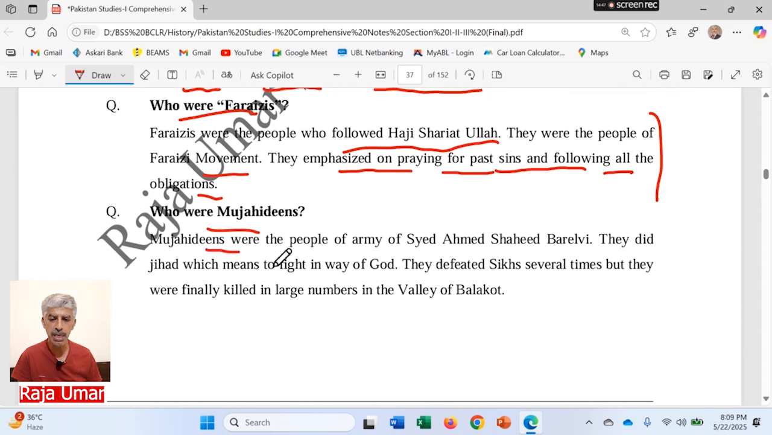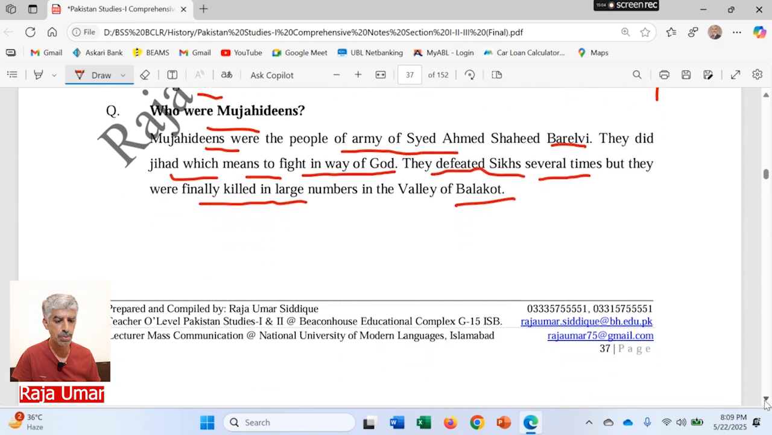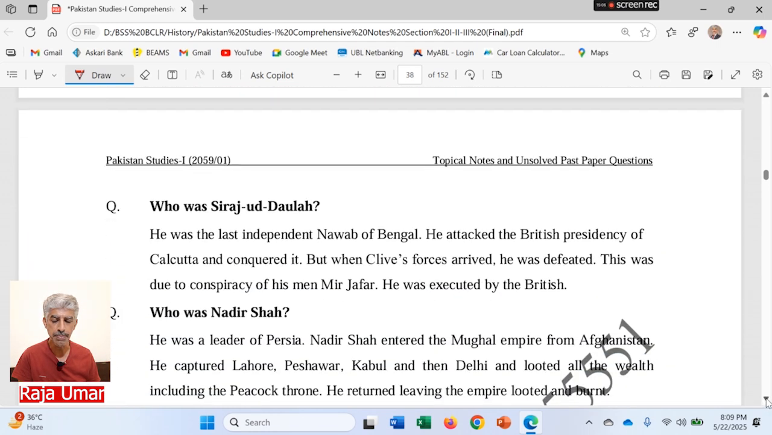Who were Mujahideens? They were the people of Sayyid Ahmad Shahid Barelvi. Mujahideens were the army of Sayyid Ahmad Shahid Barelvi. They did jihad, which means to fight in the way of Allah. They defeated Sikhs several times, but they were finally killed in large numbers in the valley of Balakot, Khyber Pakhtunkhwa, Hazara division.